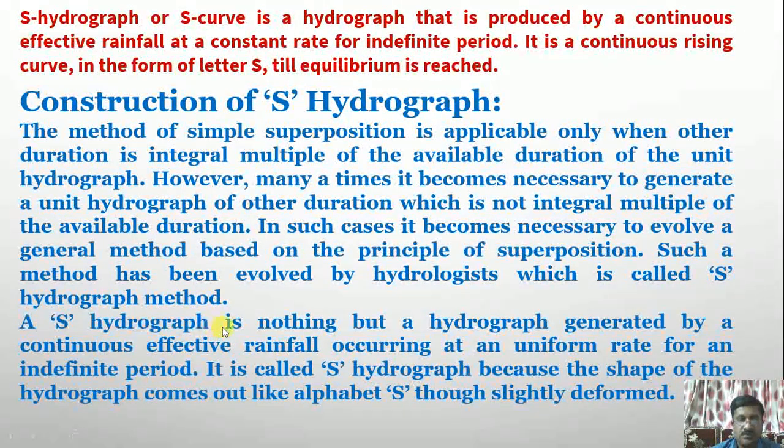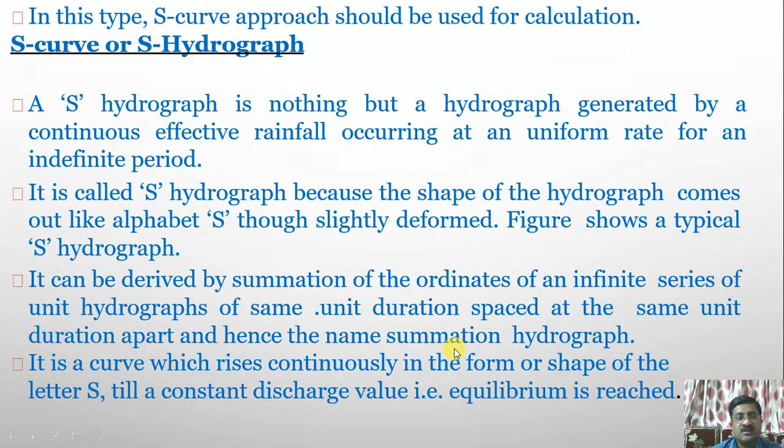An S hydrograph is nothing but a hydrograph generated by a continuous effective rainfall occurring at a uniform rate for an indefinite period. It is called S hydrograph because the shape of the hydrograph comes out like the alphabet S, though slightly deformed. In this type, the S curve approach should be used for the calculation.